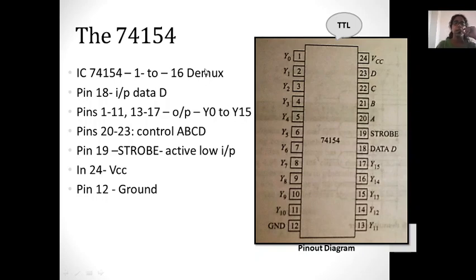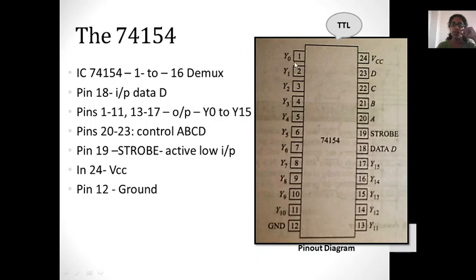So here you can see the pinout diagram of IC 74154, which is a 1 to 16 demultiplexer. And here we can see that pin 18 is the input data. And the outputs are corresponding. How many outputs are there? 16. So 16 pins should be exclusively there for indicating the output lines. So pins from 1 to 11 and then 13 to 17 are the outputs from Y0 to Y15.